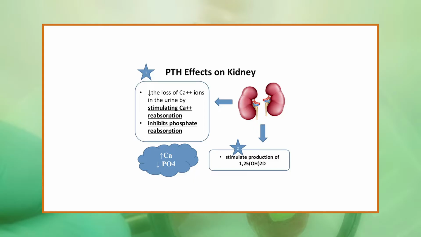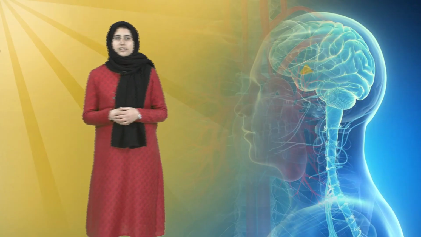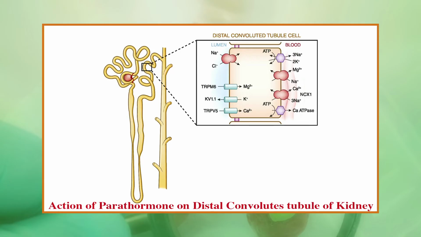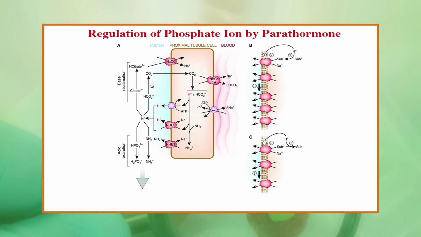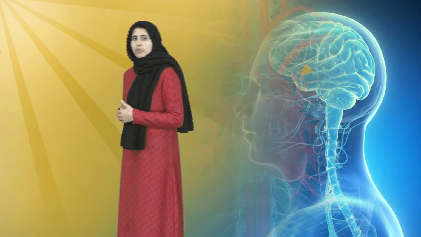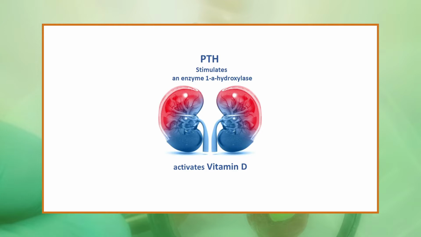Firstly, on the kidneys. Parathyroid hormone has 3 major effects. It increases calcium ion reabsorption by stimulating active uptake in the distal convoluted tubule and thick ascending limb. It also increases phosphate ion excretion by inhibiting its uptake in the proximal and distal convoluted tubules. This causes more ionized calcium to be free in the circulation. It also stimulates an enzyme 1-alpha hydroxylase that activates vitamin D.